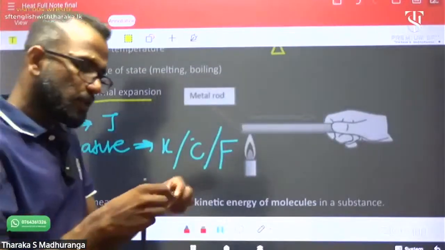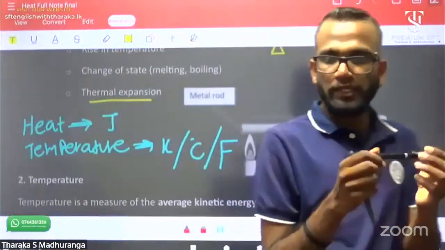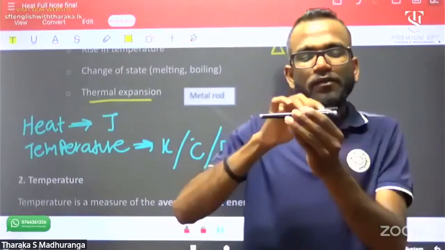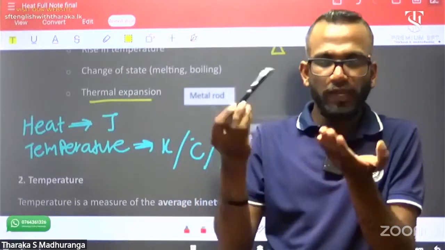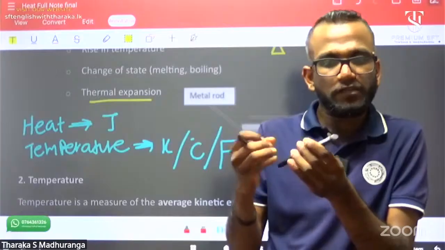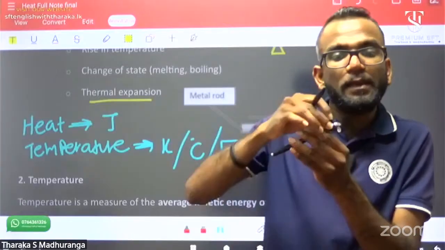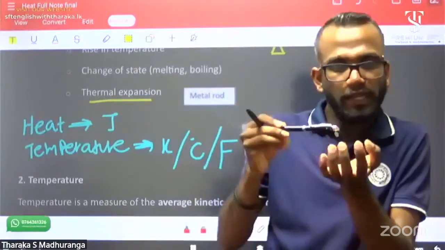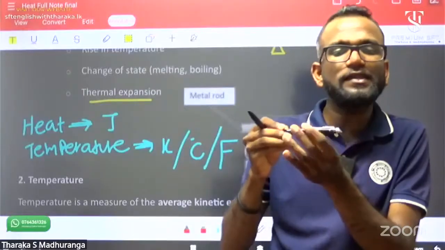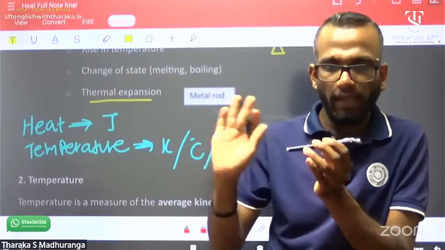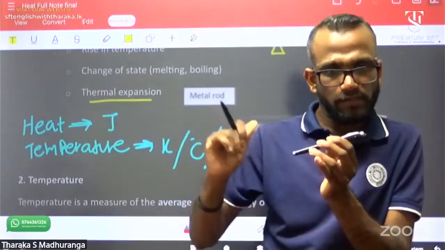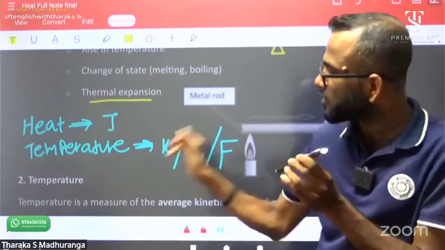First of all, understand the meaning of thermal expansion. While heating any substance or any metal or any solid object, what happens? Its temperature increases. The heat energy is absorbed and its temperature increases. I will explain the difference in the next part, after the next topic, temperature.